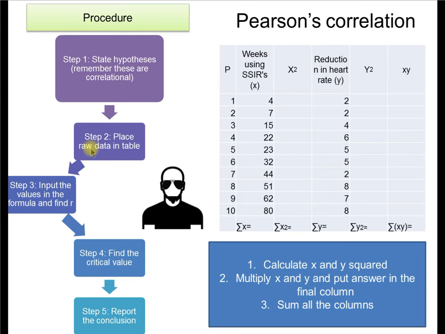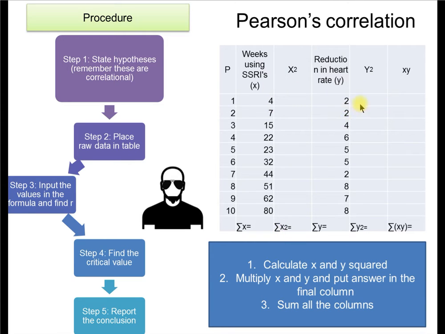Step 2, we place the raw data in the table. I've done this for you. So we have to calculate X squared for each value in the X column and Y squared for each value in the Y column. Once we've done that, we multiply X and Y, so in this case 4 times 2, and produce the answer there. So 4 squared is going to be 16, 2 squared is going to be 4, and so forth. And X times Y is going to be 4 times 2, so that'll be 8.